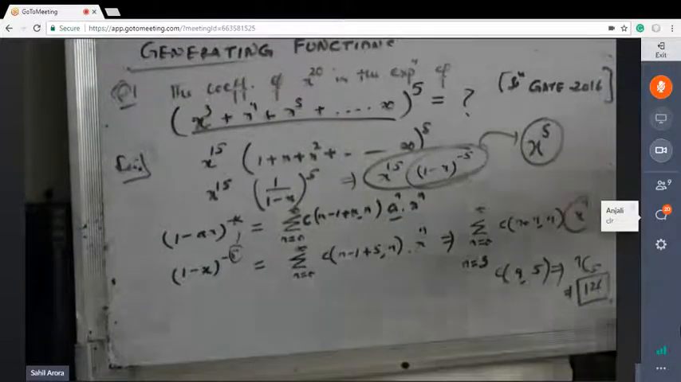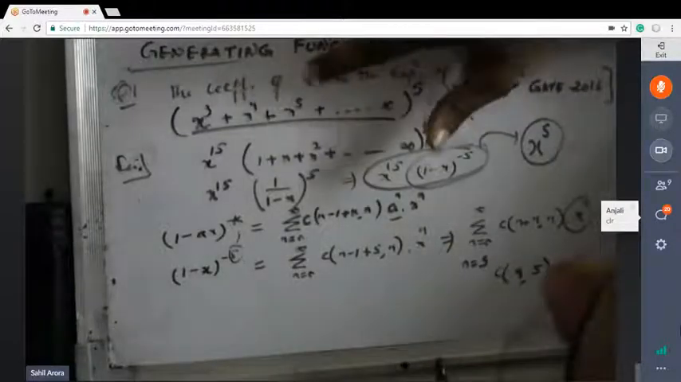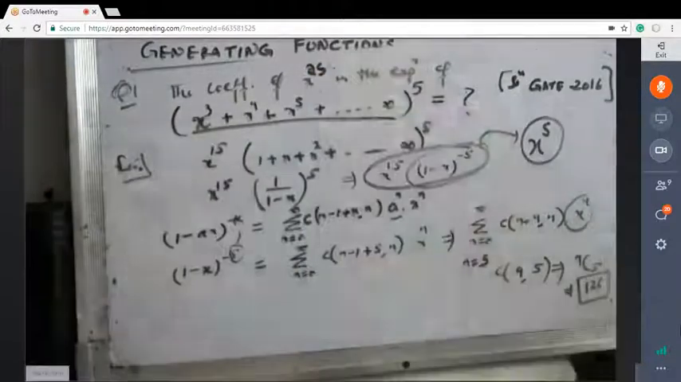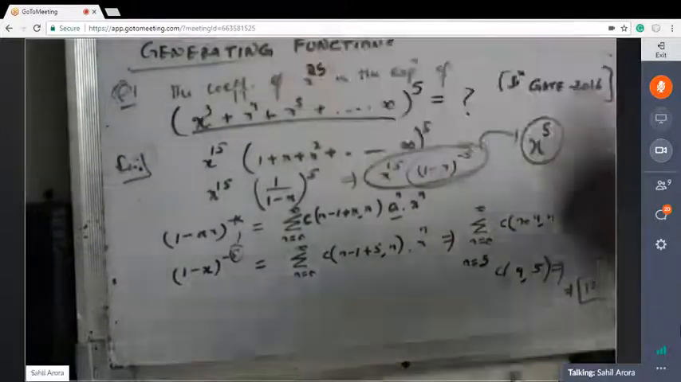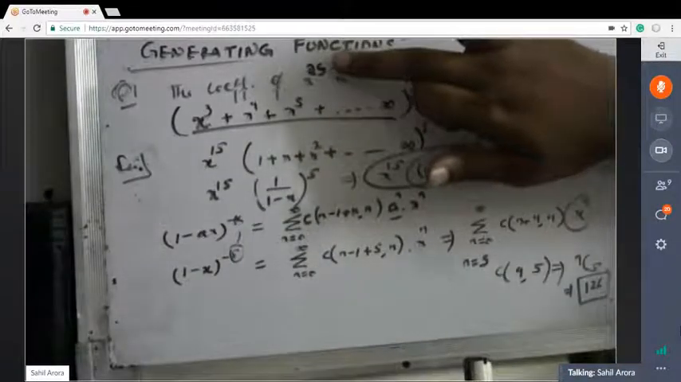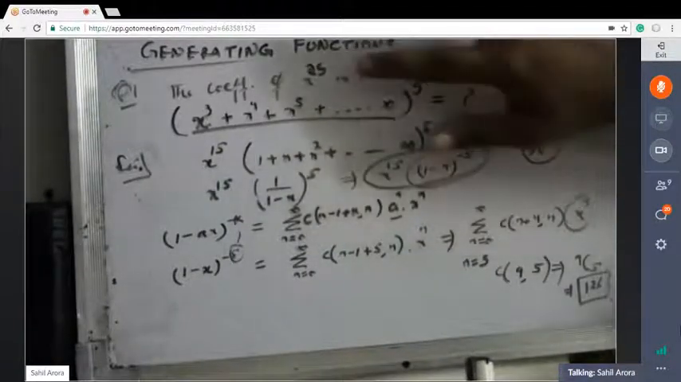See, again, let's modify a little bit. Let's say we need to find the coefficient of x to the power 25. We already got 15. We just need to find how much? The coefficient of x to the power 10.